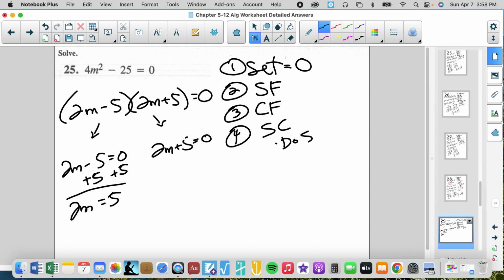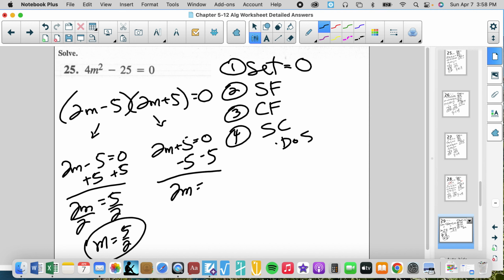2m equals 5. Divide by 2. We get m equals 5 halves. That's one of my solutions. Minus 5. 2m equals -5. Divide by 2. m equals -5 halves.